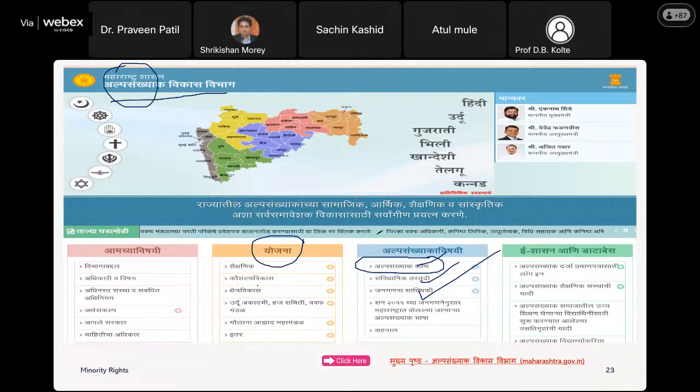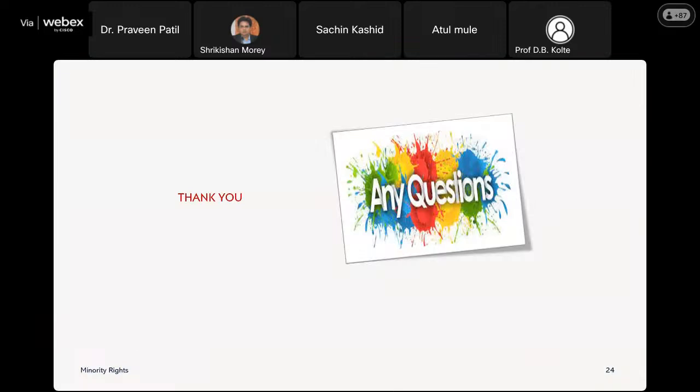The moment you visit this website, almost 90% of your doubts would be cleared in respect of what facilities are being provided by the state of Maharashtra for religious as well as linguistic minorities.